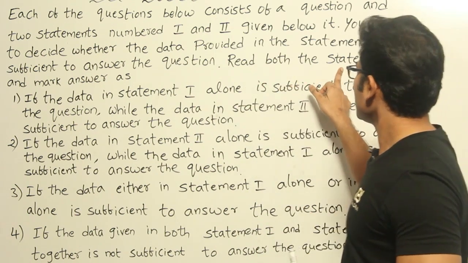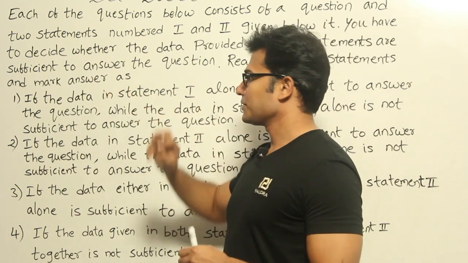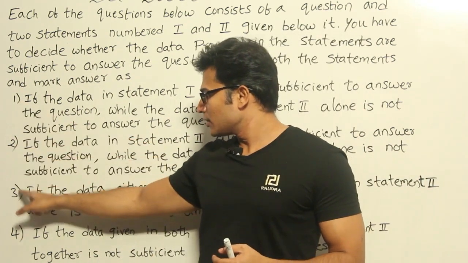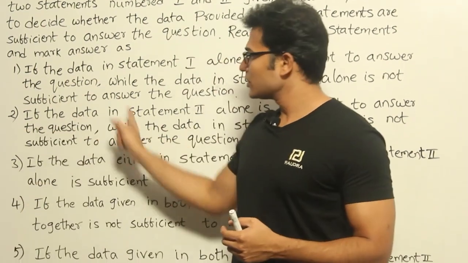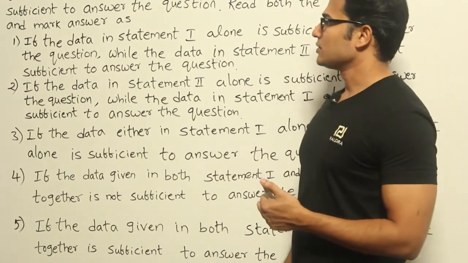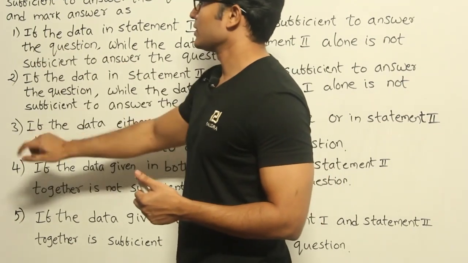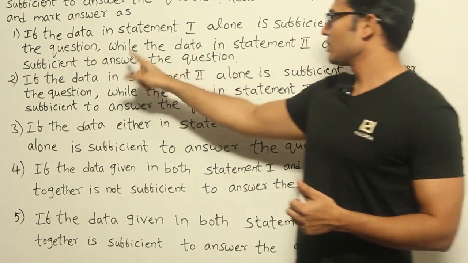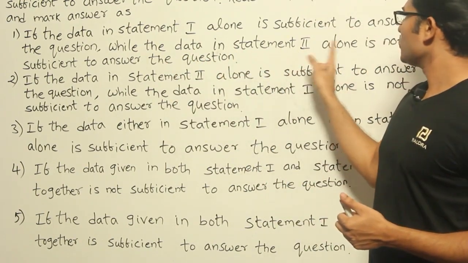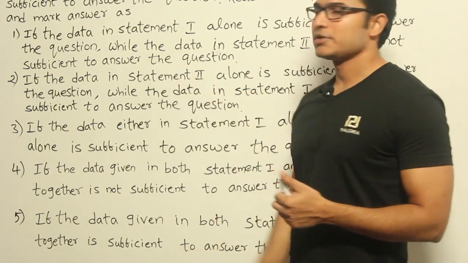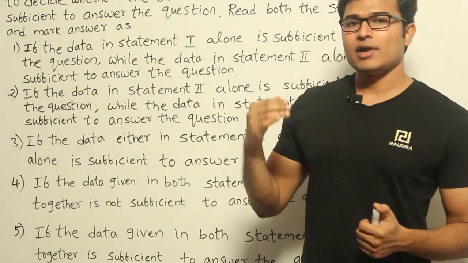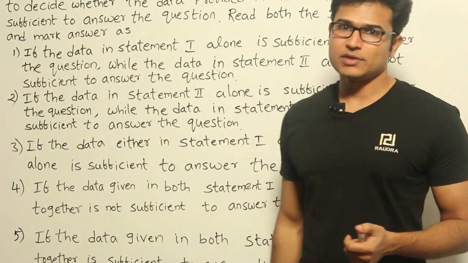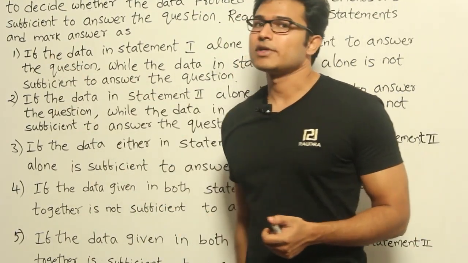Now read both the statements and mark the answer as follows. Your answer is going to be either 1, 2, 3, 4 or 5, based on which one is right according to the question. Now see this, when are you going to say the answer is 1? If the data in statement 1 alone is sufficient to answer the question, while the data in statement 2 alone is not sufficient to answer the question. So if you find that in order to answer the question asked, data from statement number 1 alone is sufficient, then give the answer as 1.